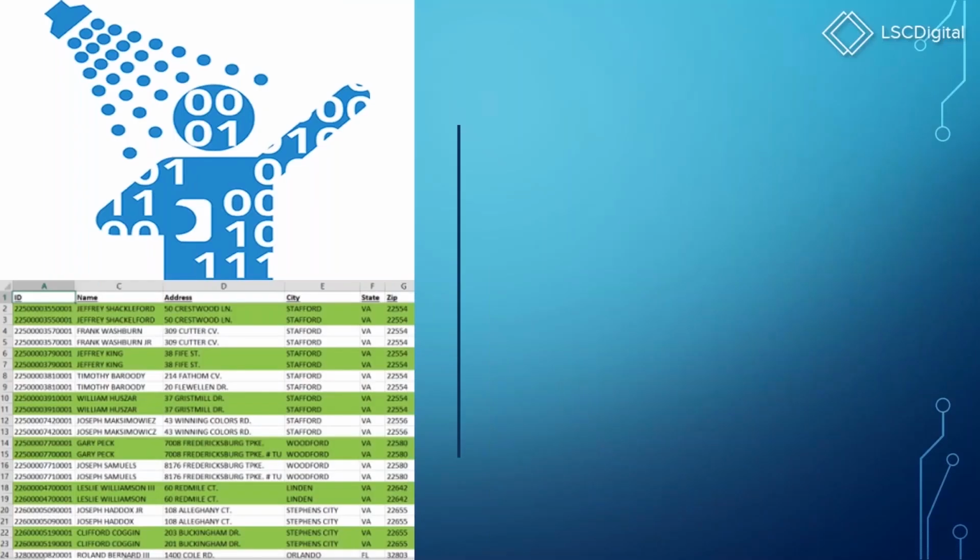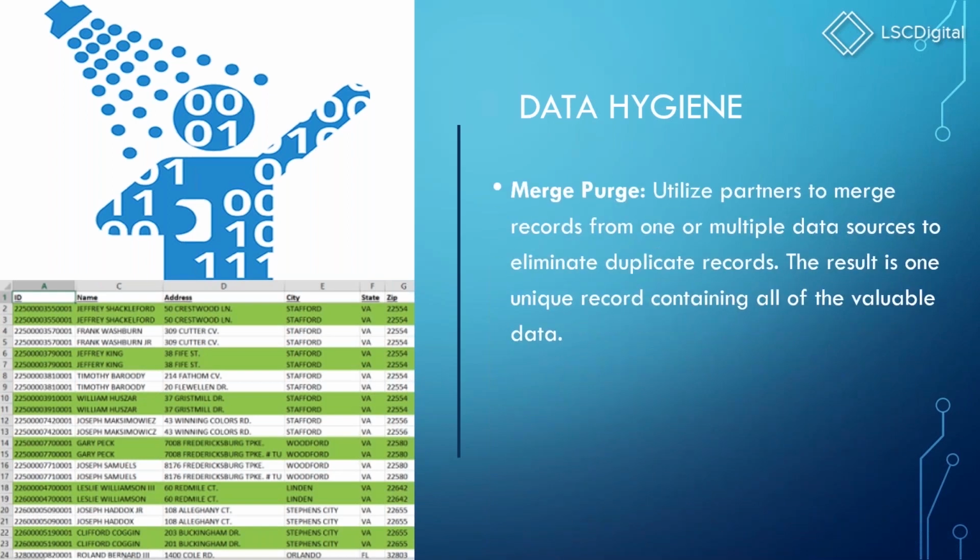So let's take a deeper dive into a couple of those, starting with data hygiene. There are two main ways to maintain cleanliness of your data. They're merge purge and data refresh. Merge purge utilizes partners to merge records from one or more data sources to eliminate duplicate records. The result is one unique record containing all of the valuable data.